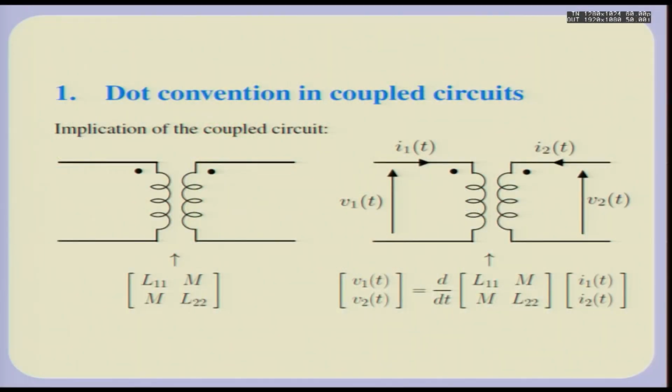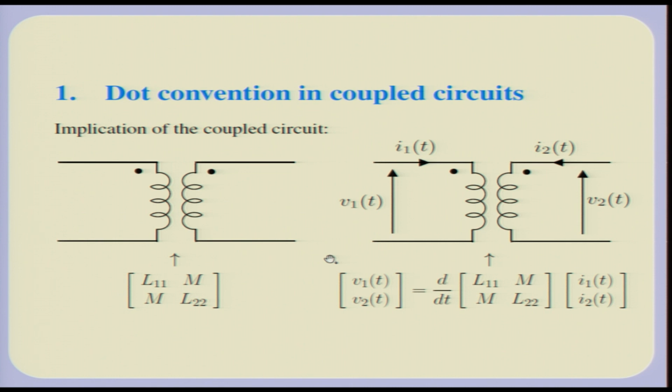With this in mind, let us just quickly look at some of the properties of an ideal transformer. So, a general mutually coupled circuit has this kind of structure of the equations. We call it a circuit model.